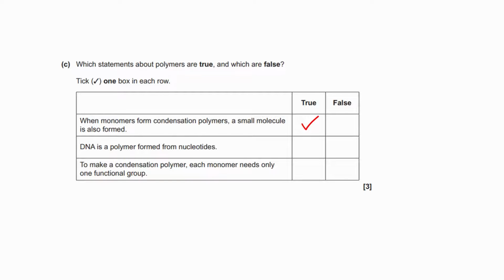DNA is a polymer formed from nucleotides. That's also true. So the nucleotides are the monomers, and they link together. Lots of nucleotides in a chain form a polymer, which is DNA. And the last part, to make a condensation polymer, each monomer needs only 1 functional group, and that is false. In condensation polymerization, you need 2 functional groups, so that the monomer can bond with 2 other monomers, 1 at each end.